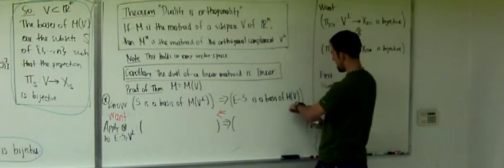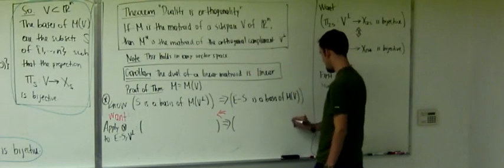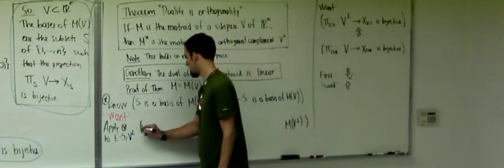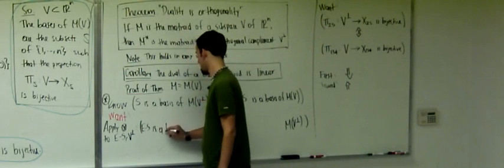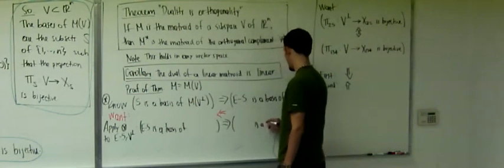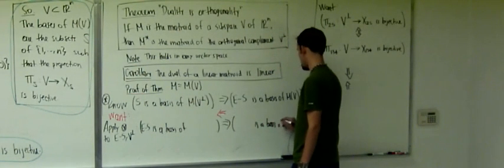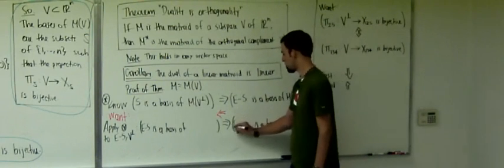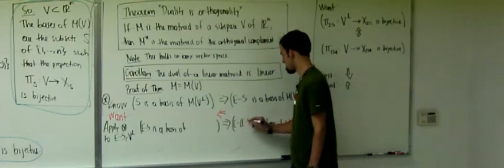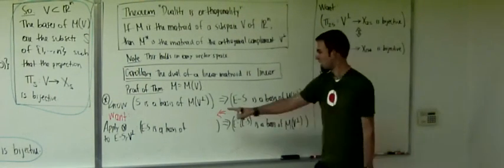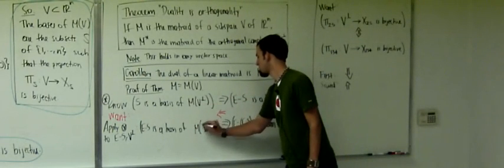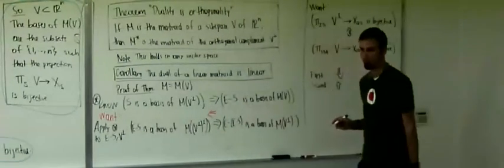I get that here I have to put V perp. Here, instead of S, I have to put E minus S. Is a basis of, here instead of E minus S, I have to put E minus S. And here instead of V, I have to put V perp. V perp perp. Okay?